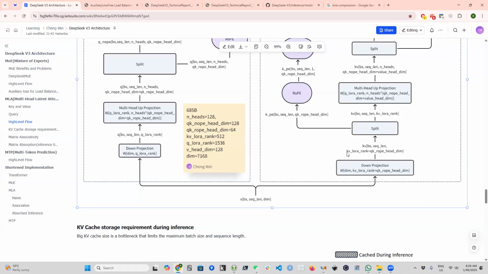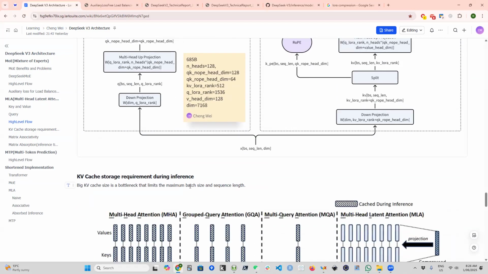And the LoRa rank here is to reduce the cache size, right? We mentioned last time, so that it has higher capacity for bigger batch size and longer sequence length. So the Q LoRa rank and the KV LoRa rank are different. Yeah, they are different. Q is for query. They are the same concept, but used for different things. And it's very interesting that they used Q to be higher, 1500, whereas KV is lower.